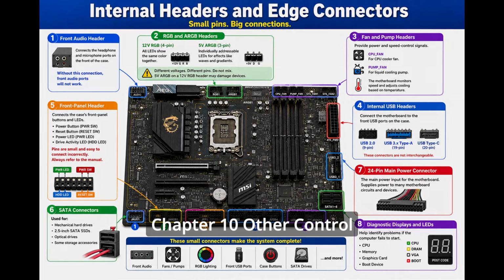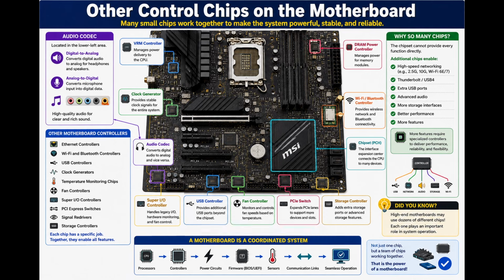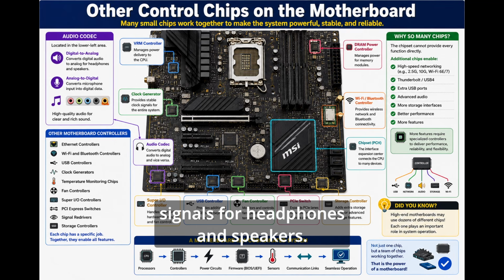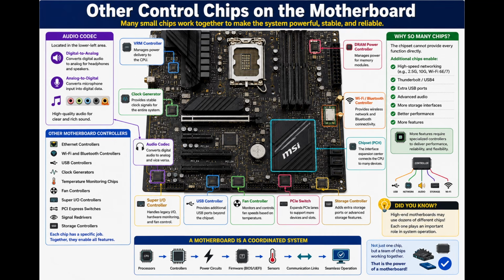Chapter 10. Other control chips on the motherboard. A motherboard contains many smaller control chips. The lower left area often contains the audio codec. It converts digital audio into analog signals for headphones and speakers. It also converts microphone input into digital data.